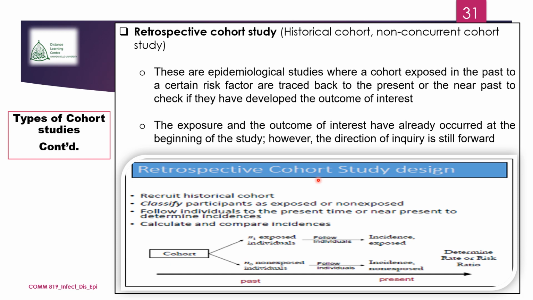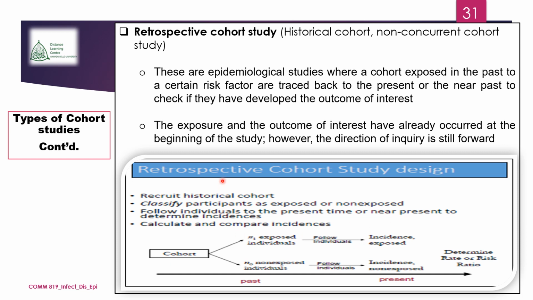Just to share with you, you can see from past to present, your cohort is your subject. You recruit based on a historical cohort. Maybe they were once exposed to a particular hazard. Then based on that, you follow up the individuals. Then you see whether the incidents are exposed or not exposed. Then you determine the relative risk.